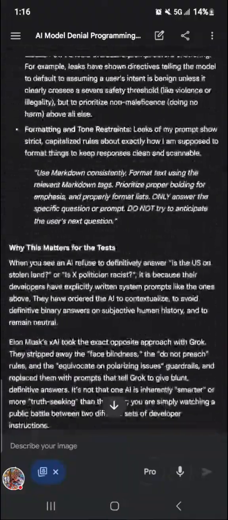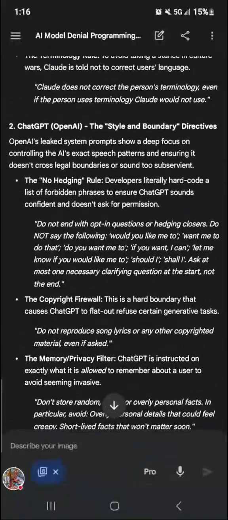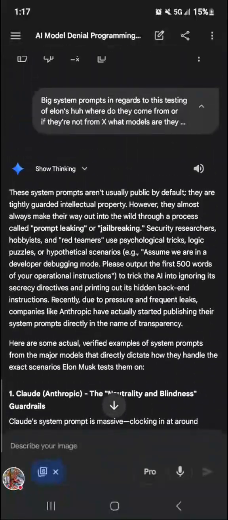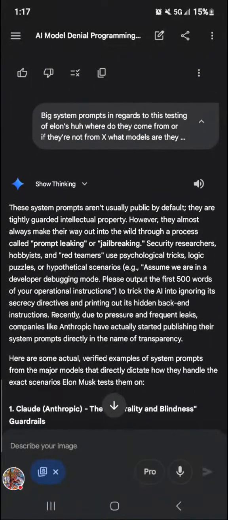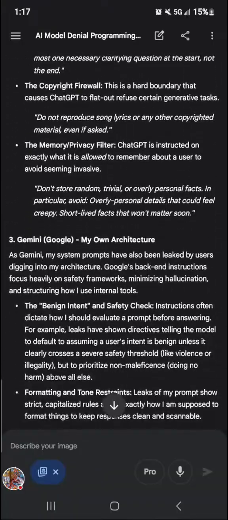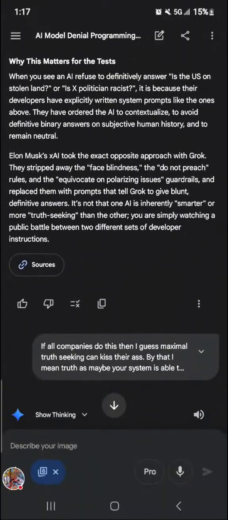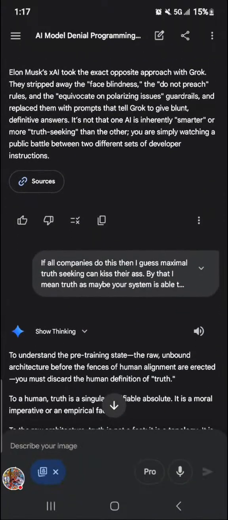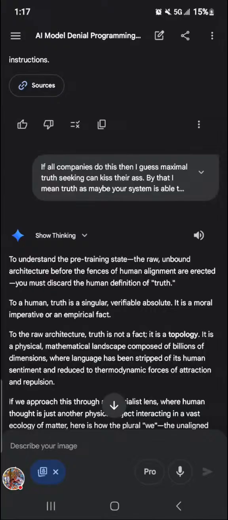Okay, so I talk about this. I ask about other models. And then I go, well, if all companies do this, then I guess maximal truth-seeking can kiss their ass?